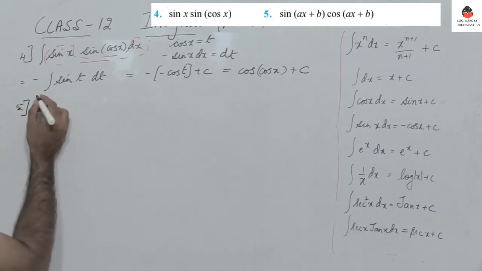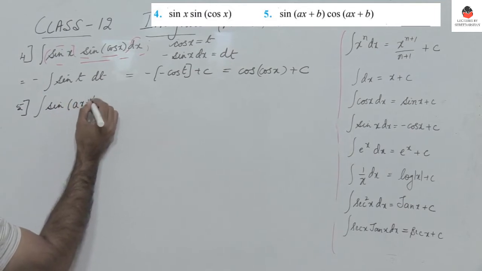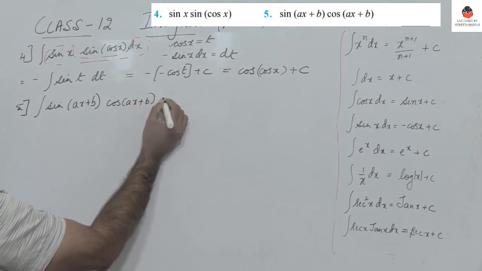Problem 5, you need to integrate sine of ax plus b into cos of ax plus b dx.